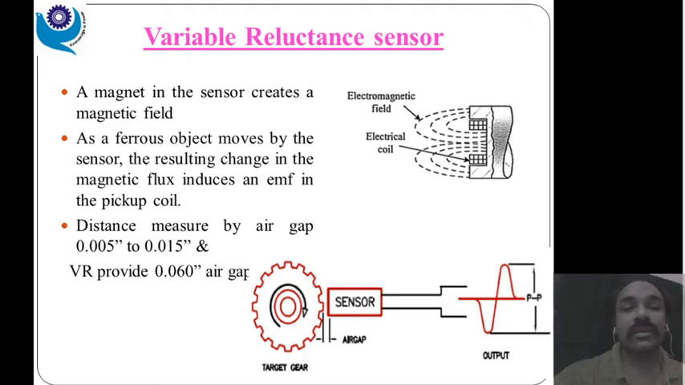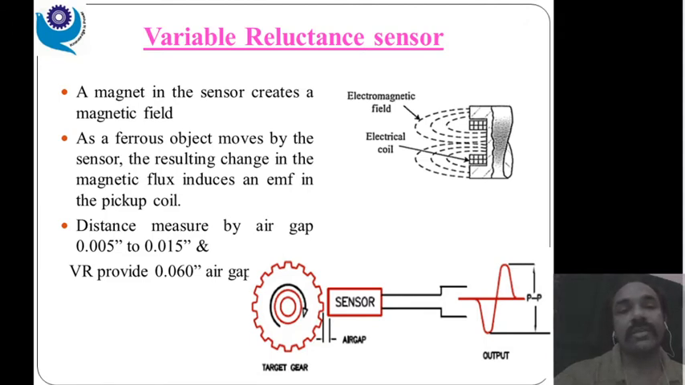In the variable reluctance sensor, magnetic parts are used. In that, whatever flux is generated by the magnets links to the conductor, and that flux is disturbed by the external device for which we need to detect the velocity, speed, distance, position, or you can say motion. Due to the disturbance of the flux, EMF is induced in the coil, and that can be further processed.